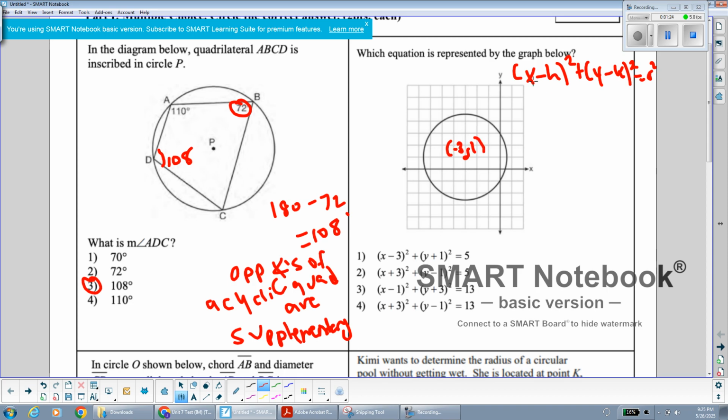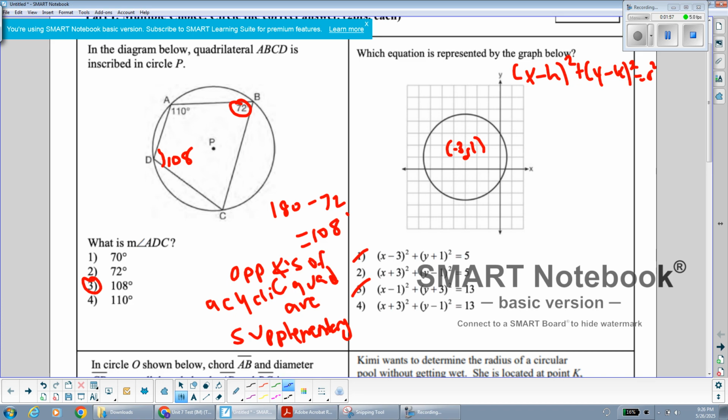So remember, the equation is going to have opposite signs from what the center has because of the built-in negatives. So if the center is -3, 1, then I'm going to be looking for an equation that has +3 and -1. So answer choice 1 and answer choice 3 are candidates. Answer choice 3 I can automatically eliminate because I know that the coordinates in the equation are going to have to be x plus 3 squared and y minus 1 squared. So that leaves me with just answer choice 2 and answer choice 4.